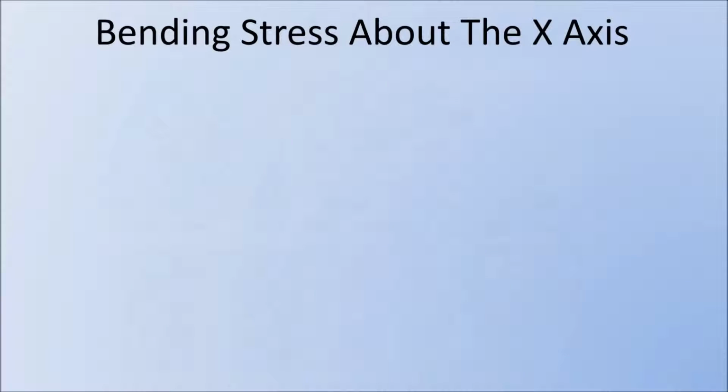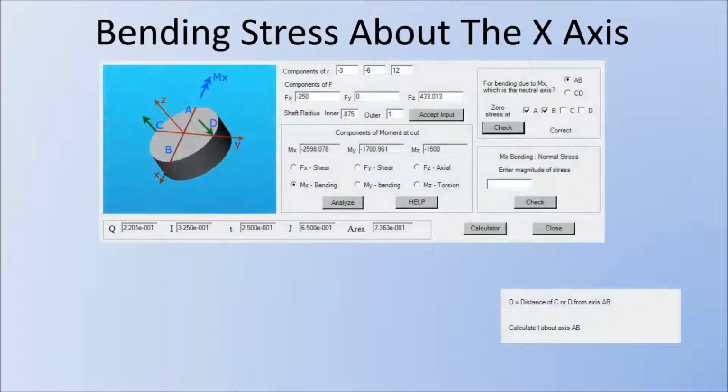Now that we've determined the shear stresses and the axial stress, we're going to determine bending stress about the x-axis, y-axis, and finally torsional stress. So we're going to start with bending stress about the x-axis. As you can see here, we have selected MX bending and have clicked Analyze, which brought up the box to the top right. We also answered the question, for bending due to MX, what is the neutral axis and where is there zero stress? For this it'll be AB is the neutral axis and there will be zero stress at A and B. We've hit check and we got the correct message, which brought up the box just below it, which asks for the magnitude of stress.